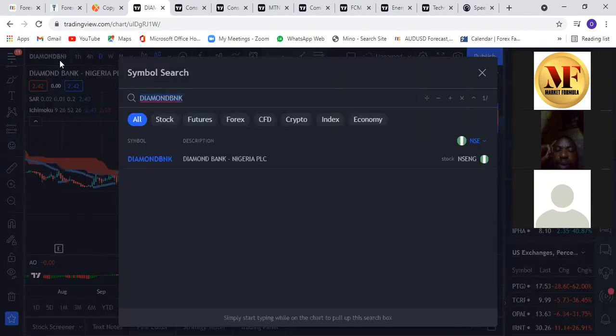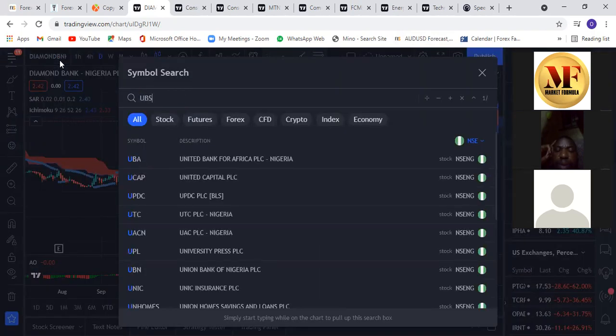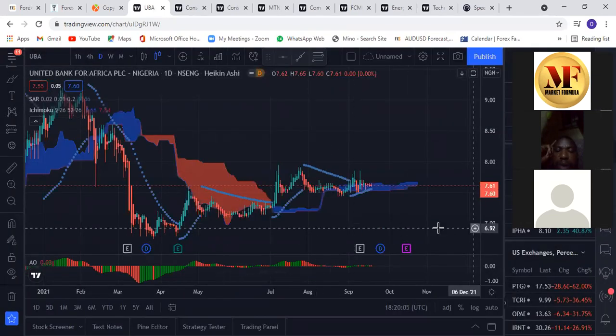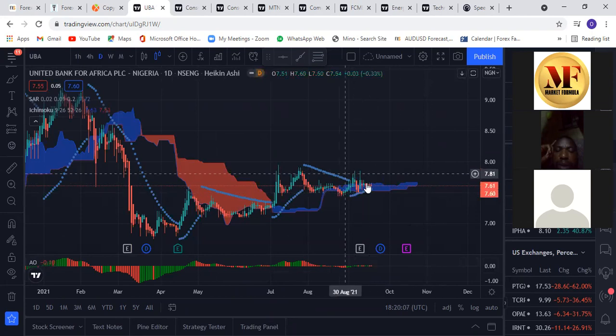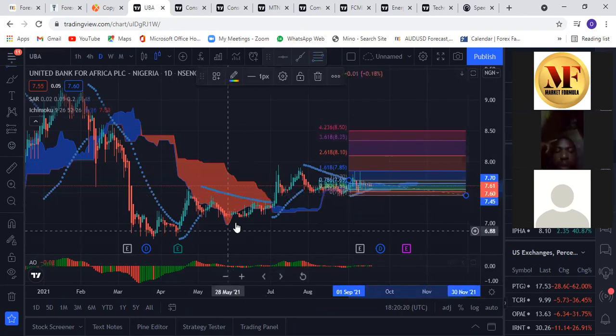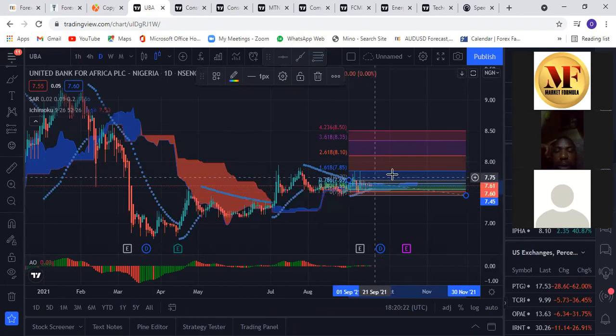Let me look at what UBA is doing. UBA. Wow. The trend is up. Market is struggling in the cloud. If you want to buy, you can buy at this price. But currently, let me see what's happening. Okay, this price is a good buy if you want to buy.